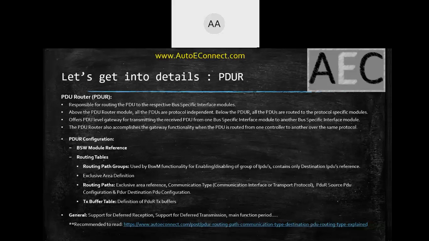And then we will have the source PDU related configuration and the destination PDU related configuration. In case of the source PDU, you will have the source BSW module which will be sending this data, and you will also give the ECUC reference for it. And on the destination side, again, you will have the destination BSW module, and it will contain the reference to the ECUC.